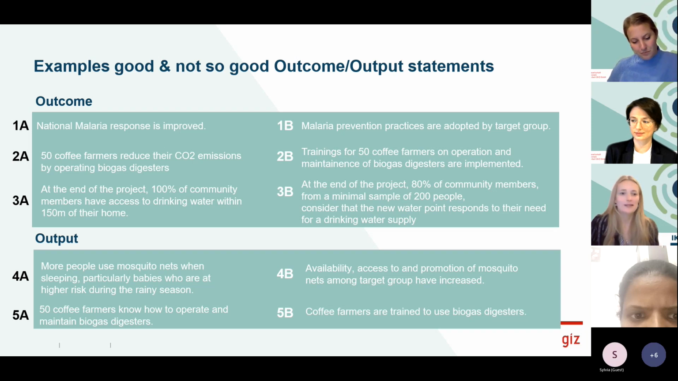All of you said answer B, and this is correct. Why? Because we see the behavioral change of the target group, and also the first one is not really specific. It's more also an impact level, because it would be like the national malaria response. So very good. I will open the second one.